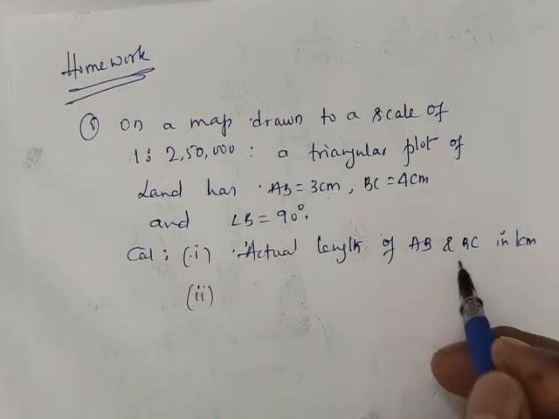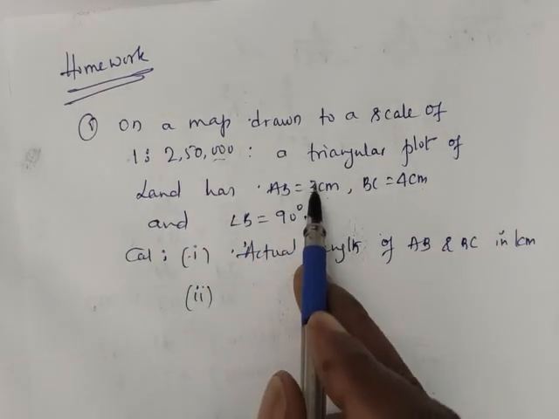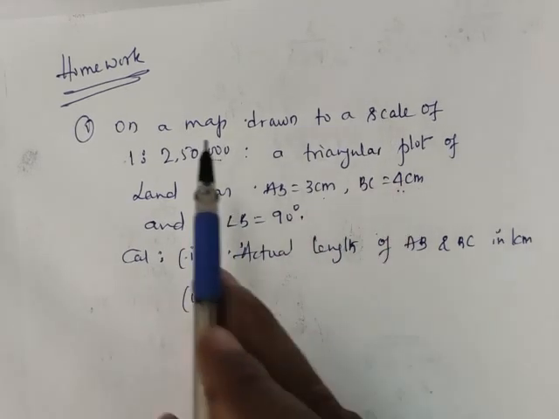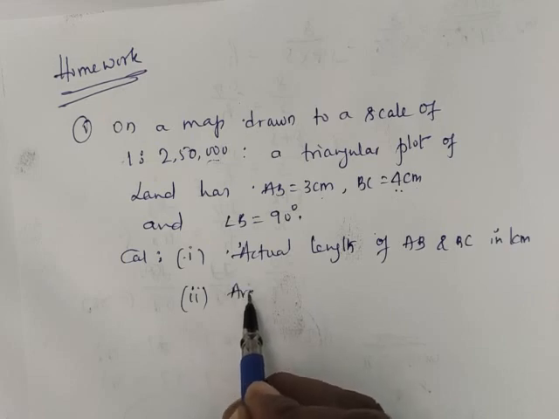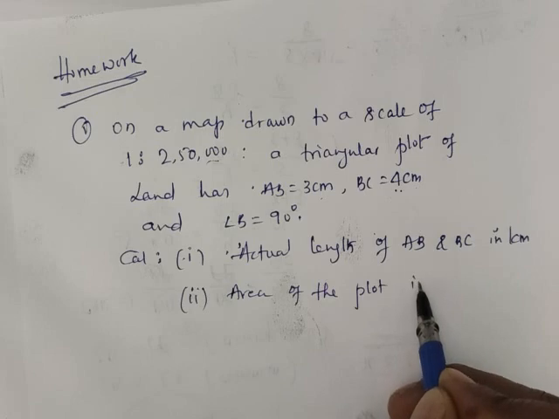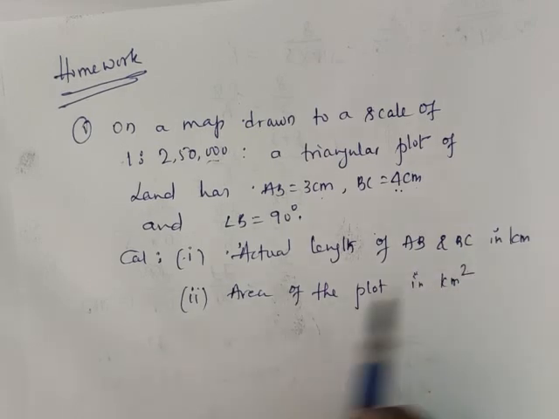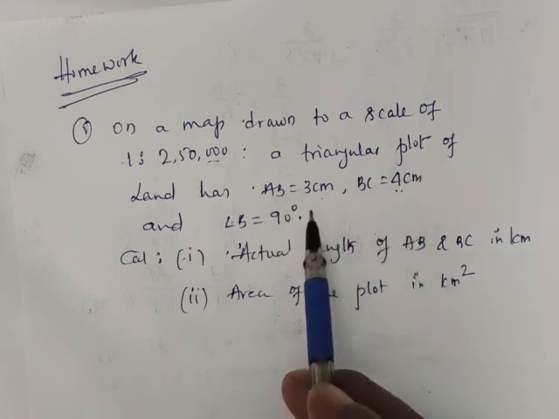To get the actual length, you need to multiply. This 2,50,000 you multiply with AB. BC also, 4 into 2,50,000, multiply, you will get that. The second question is the area of the plot. Find the area of the plot in kilometer square. So first get the area of the map.